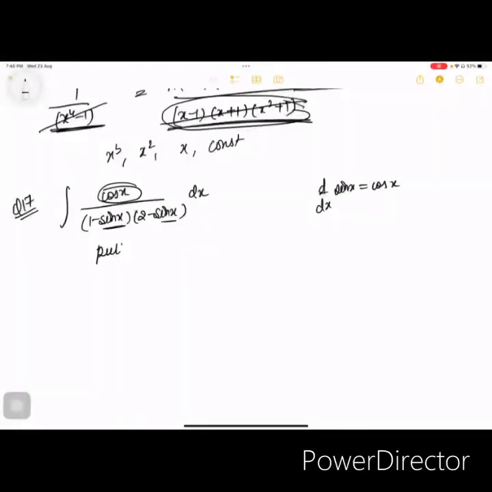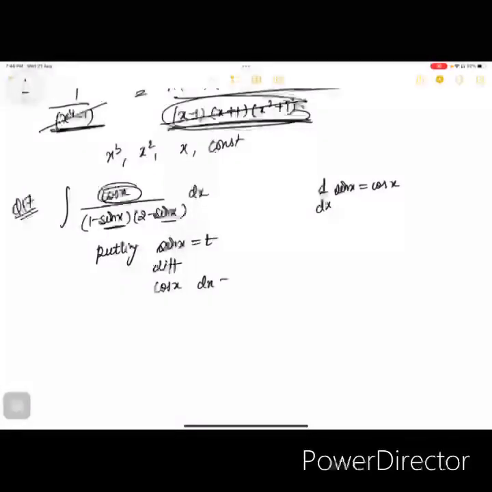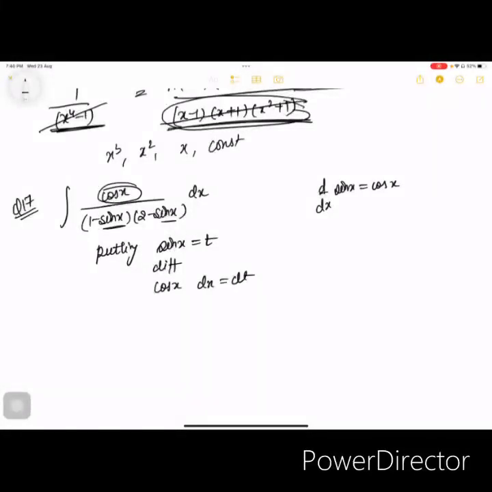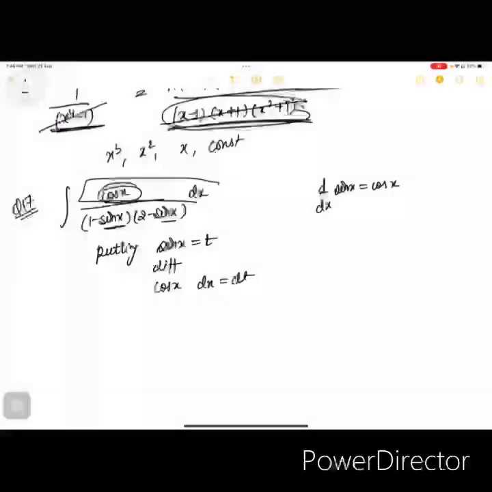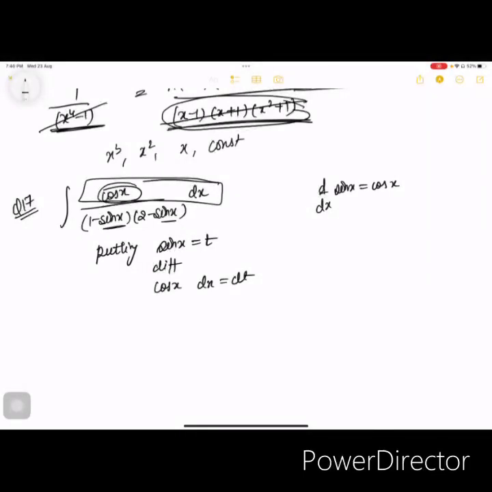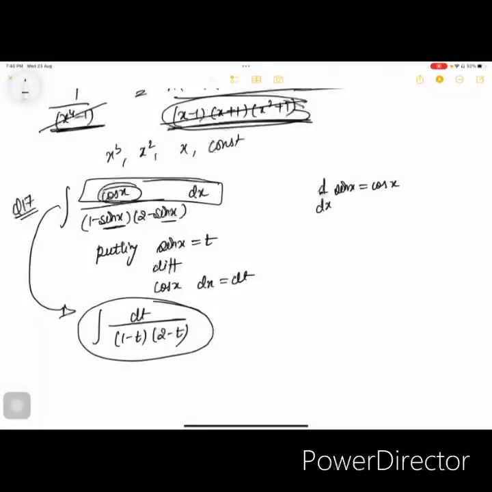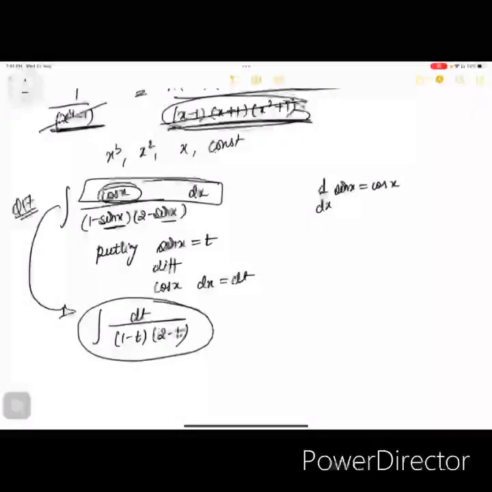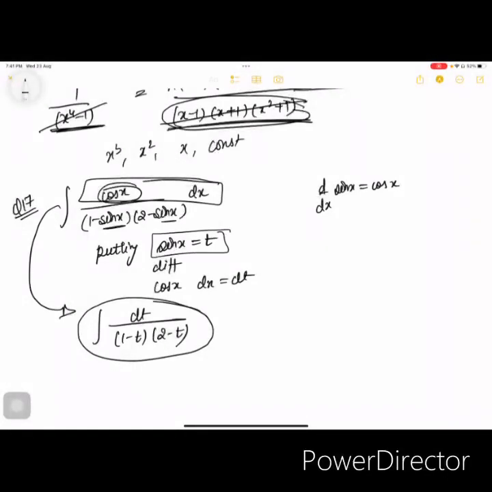So we will simply put sin x equals t. Differentiating, it will become cos x dx equals dt. Cos x dx is now dt. So we can rewrite it as dt upon (1 minus t)(2 minus t). Now please check, is it a simple question of partial fraction, like question number first, second? The main part was this one: sin x equals t.